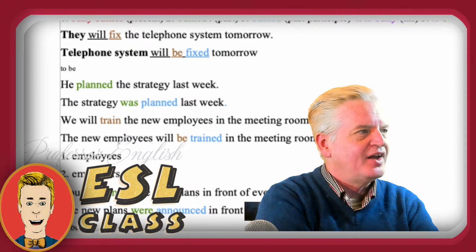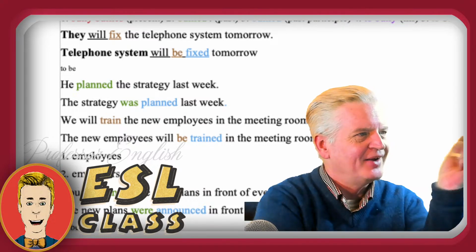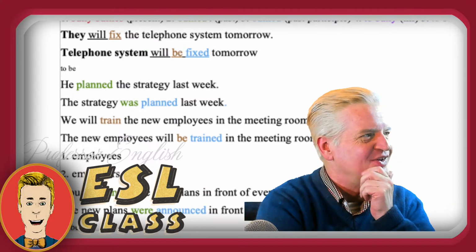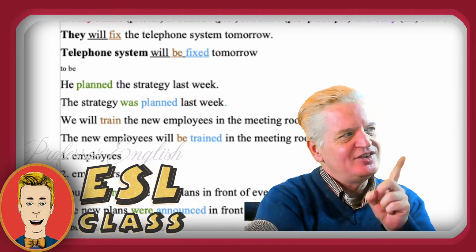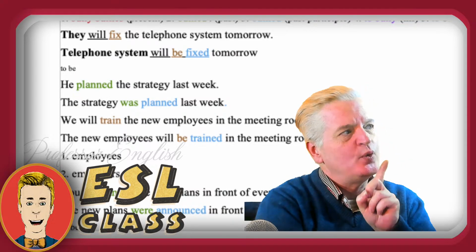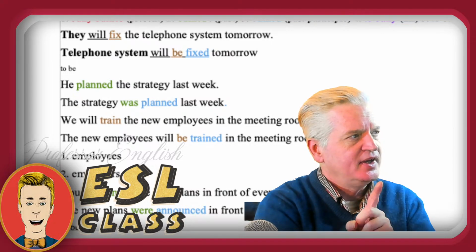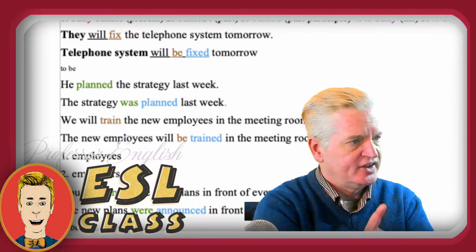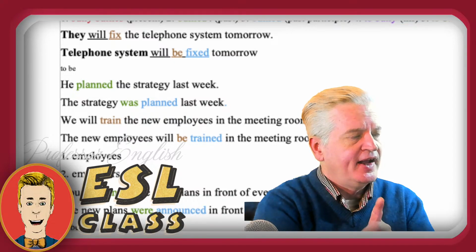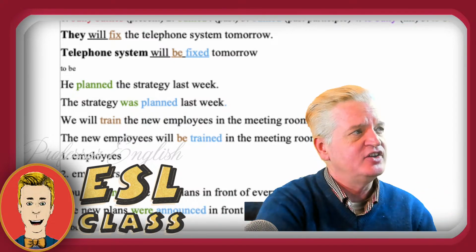I've never done this on a live class where I can't write, so this will be hard to do. Let's see if we can do it. Let's take a look at this sentence. They will fix the telephone system. What is the verb in that sentence? The verb is will fix. And the principal verb, the main verb, is fix.